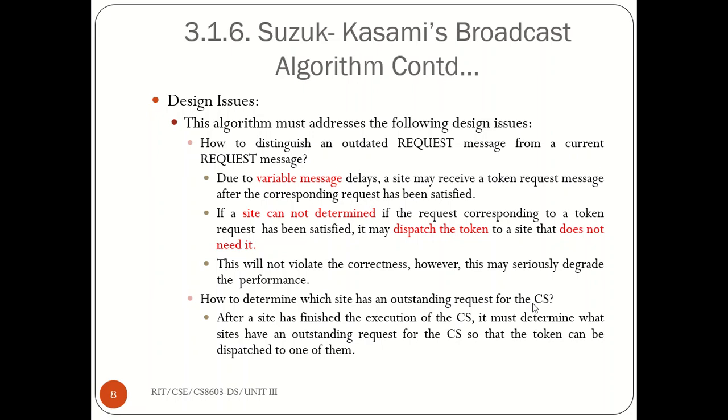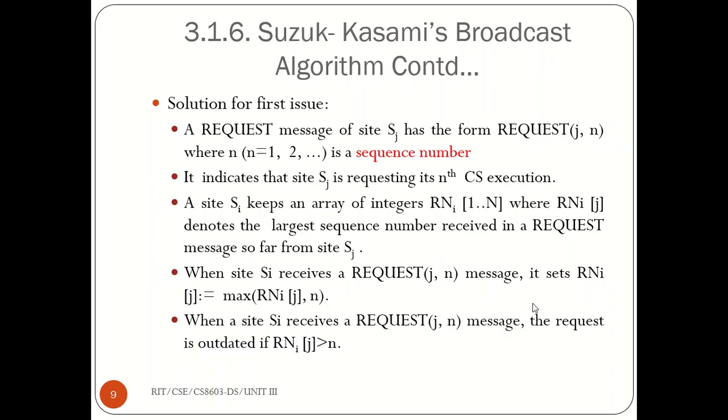Design issues. The algorithm must address the following design issues. First, how to distinguish an outdated request message from a current request message due to variable message delay. A site may receive a token request message after the corresponding request has been satisfied. If a site cannot determine whether the request has been satisfied, it may wrongly send the token.